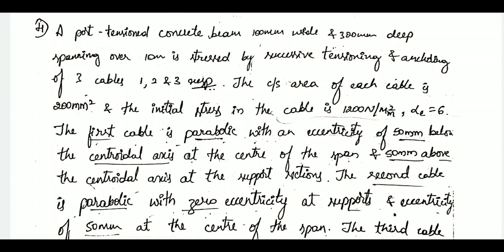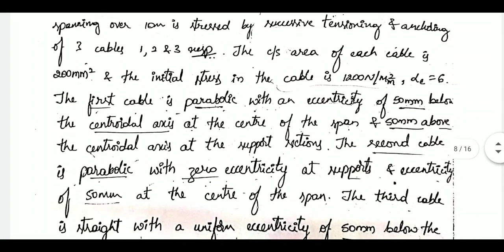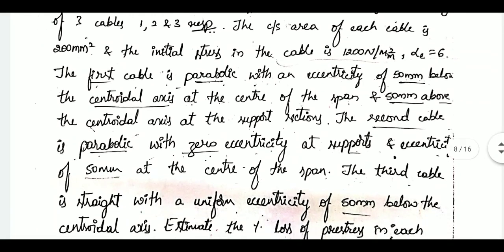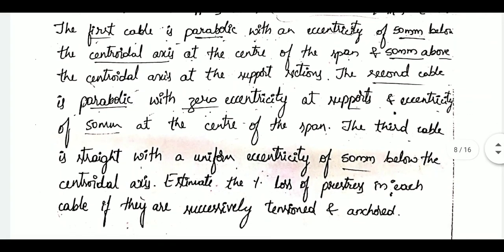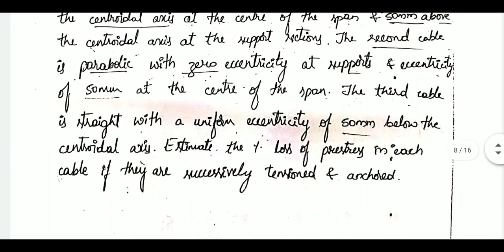The first cable is parabolic with an eccentricity of 50 mm below the centroidal axis at the center of the span and 50 mm above the centroidal axis at the support sections. The second cable is parabolic with 0 eccentricity at the supports and an eccentricity of 50 mm at the center of the span. The third cable is straight with a uniform eccentricity of 50 mm below the centroidal axis. Estimate the percentage loss of stress in each cable if they are successively tensioned and anchored.